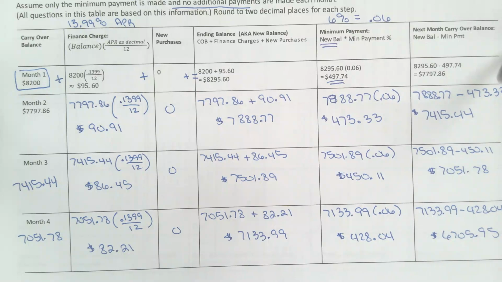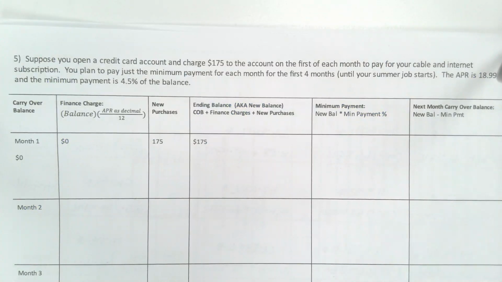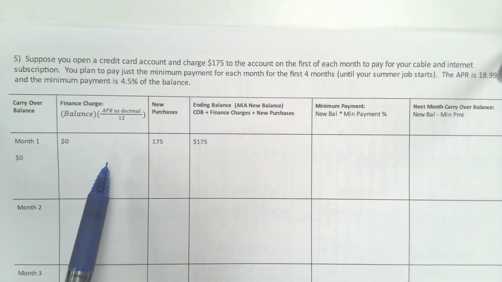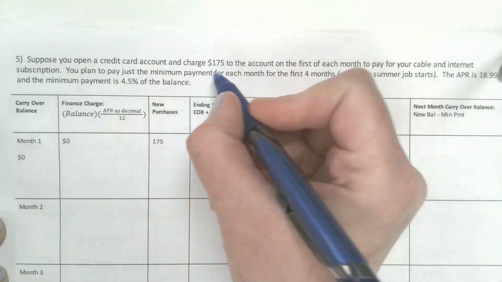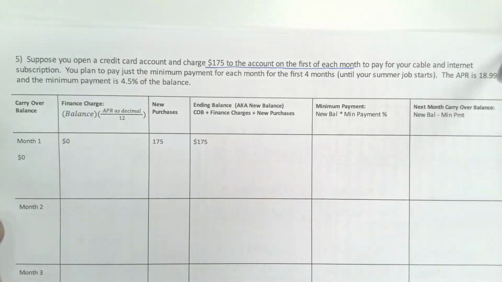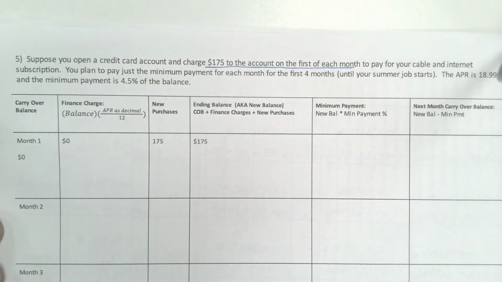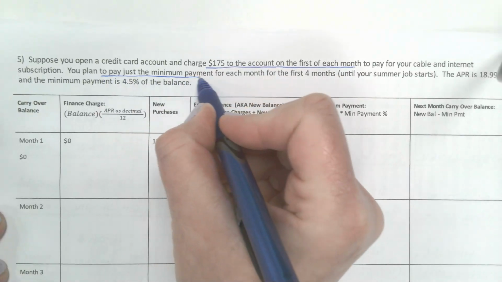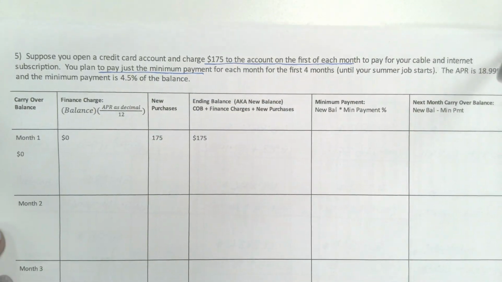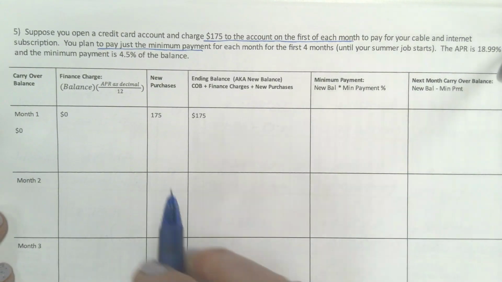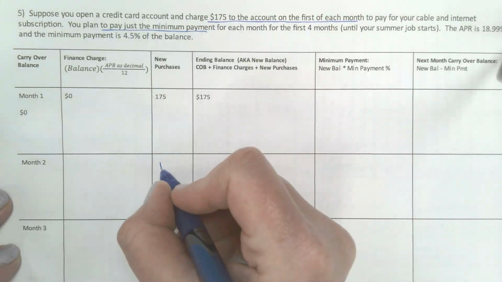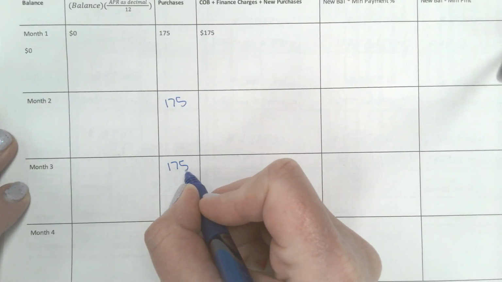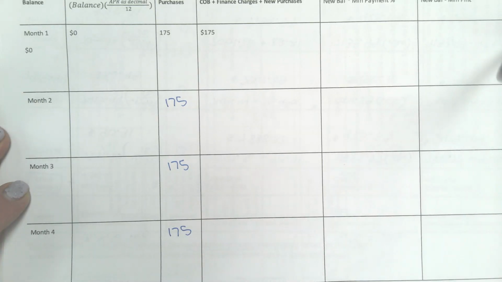I'm going to hit pause and see what's next. All right, I'm going to get you started on the next one. So on the next scenario, we have a credit card with a zero balance on it. We plan to put $175 on the account every single month to pay for my cable and internet. I'm only going to pay the minimum payment until I get my summer job. So in the new purchases column, you could go through and add $175 in each of those slots, because that's your plan.